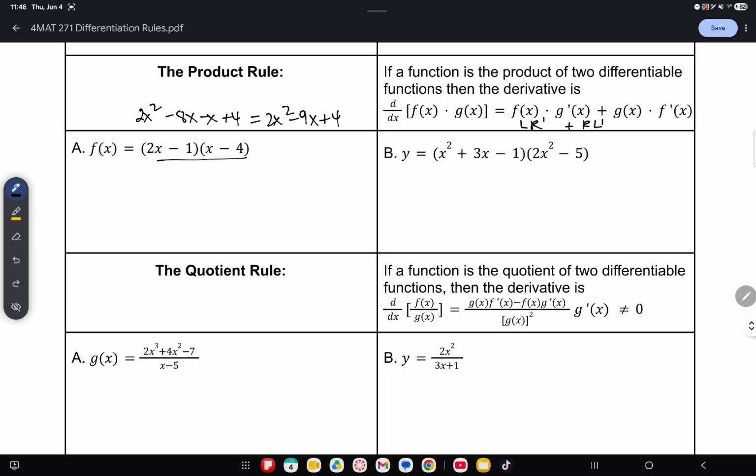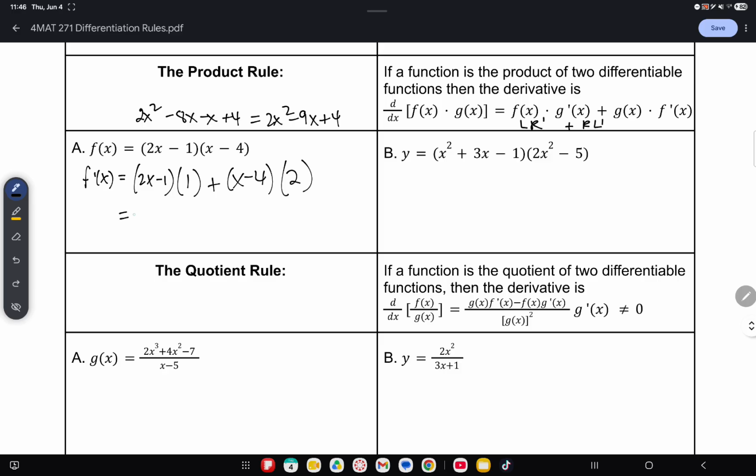And then do power rule from there. You can. If that's a quicker way for you, you sure can. But let's apply the product rule. So the left function times the derivative of the right plus the right function times the derivative of the left.